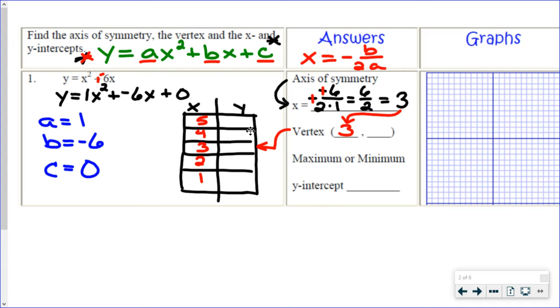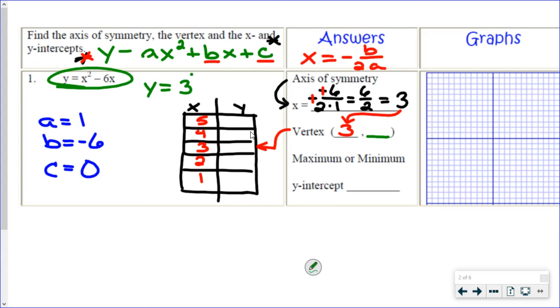Okay. Now to find the Y value of my vertex, plug that into the original equation here. This one up here. Okay. So when X is 3, I put in my calculator a 3 in. So I go Y equals 3 squared minus 6 times 3. And that's to get my Y value there. So when X is 3, Y is -9.